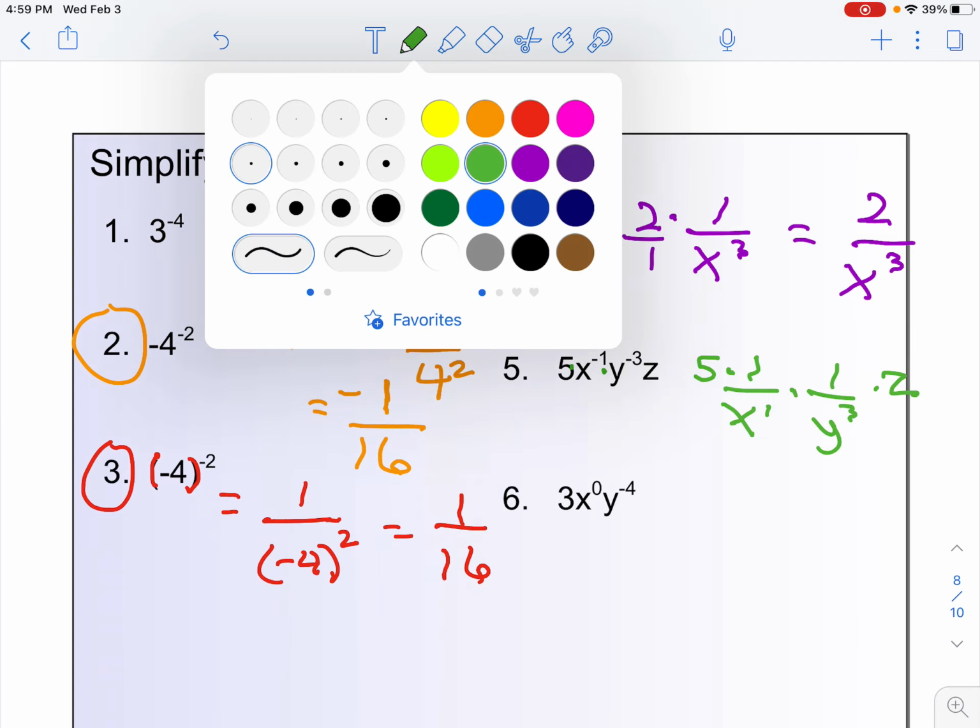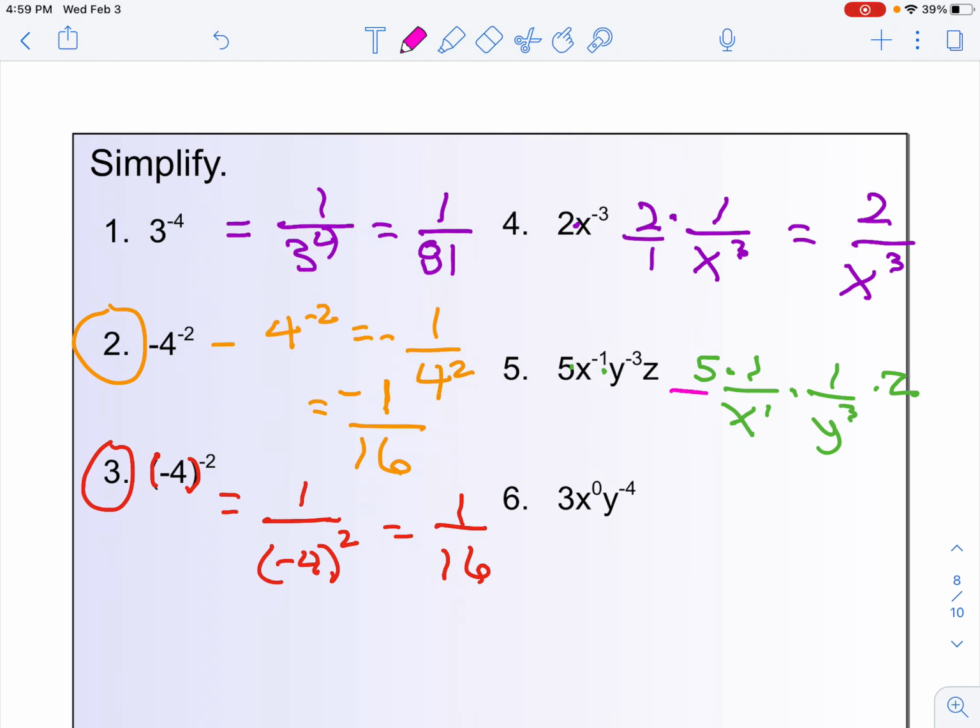So now what we need to do, remember with our properties of multiplying fractions, we put a 1 under the whole numbers, and now we multiply the numerators. So 5 times 1 times 1 times z is 5z. Then we multiply 1 times x to the first times x to the third times 1, and that's x, y to the third.